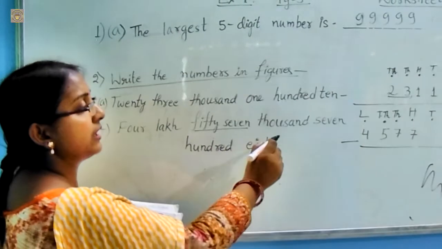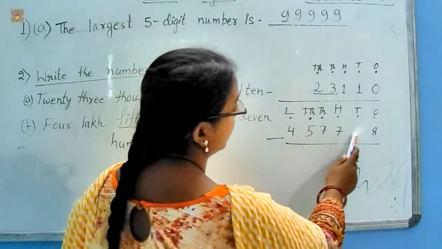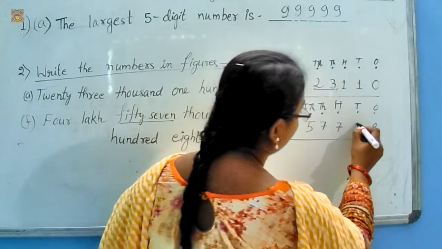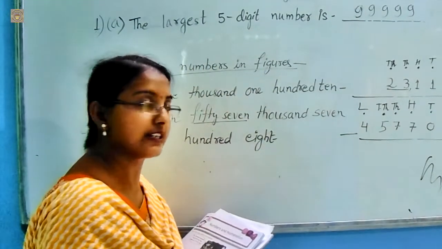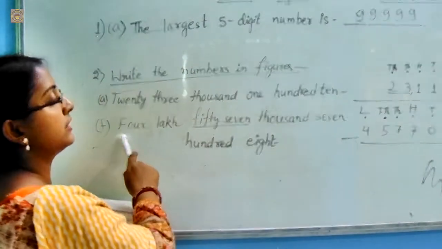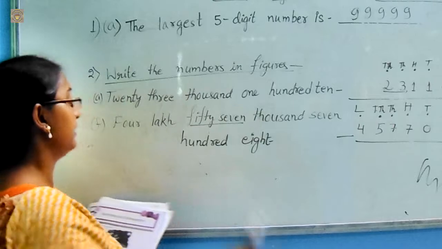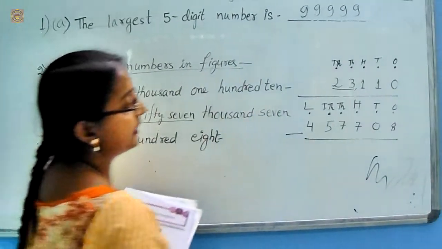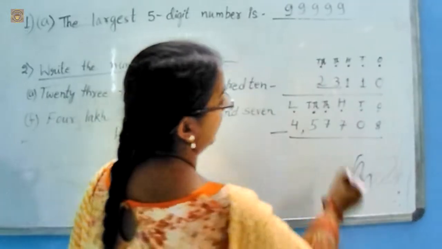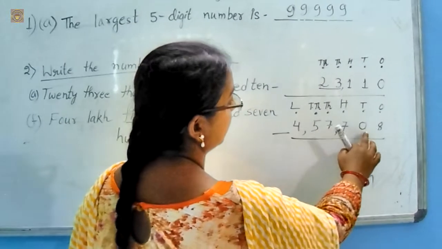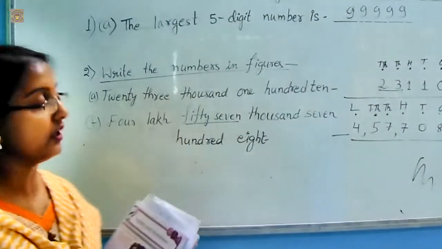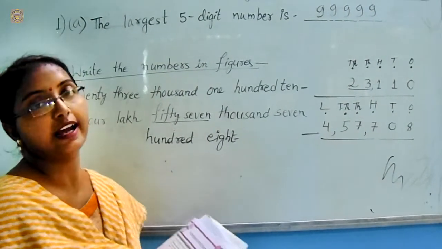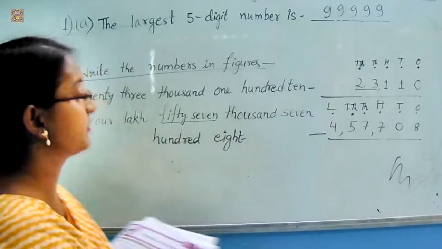But in the similar manner, here there is no number. We don't have any number at the place of tens. So we will put 0 at the tens place. That means the number written in words is 4,57,708. And so on. You will continue the next sum or remaining sums in your book and copies.